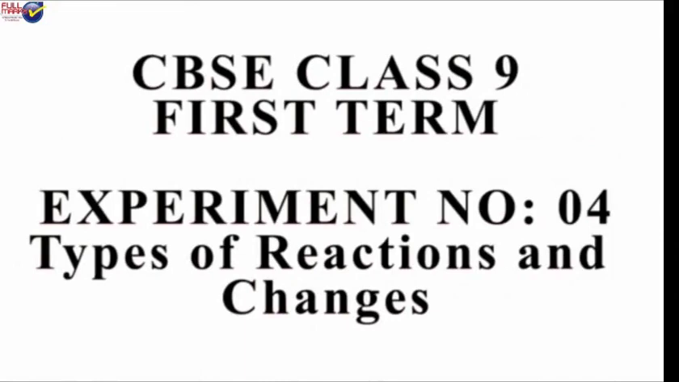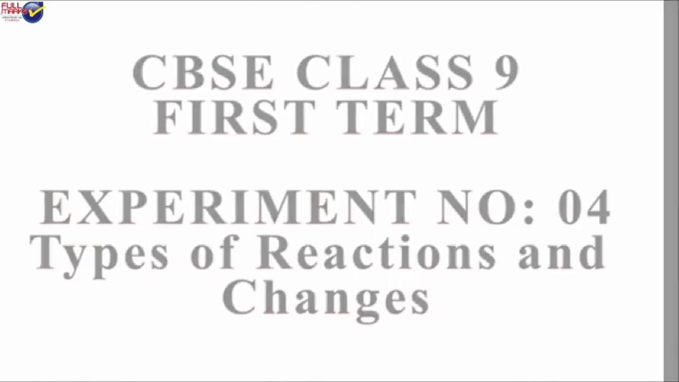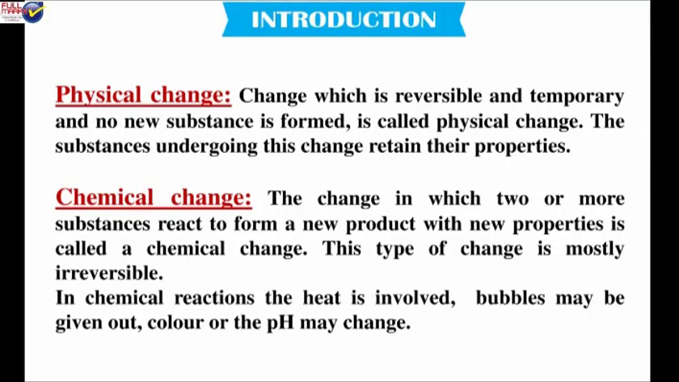CBSE Class 9 First Term Experiment Number 4: Types of Reactions and Changes. Introduction. Physical change: a change which is reversible and temporary and in which no new substance is formed is called a physical change. The substances undergoing this change retain their properties.